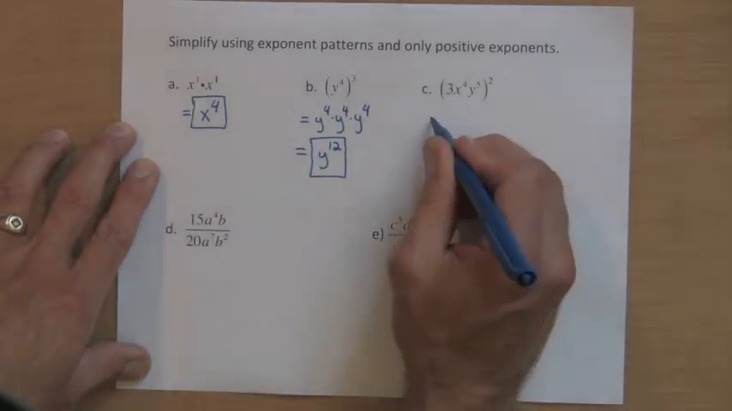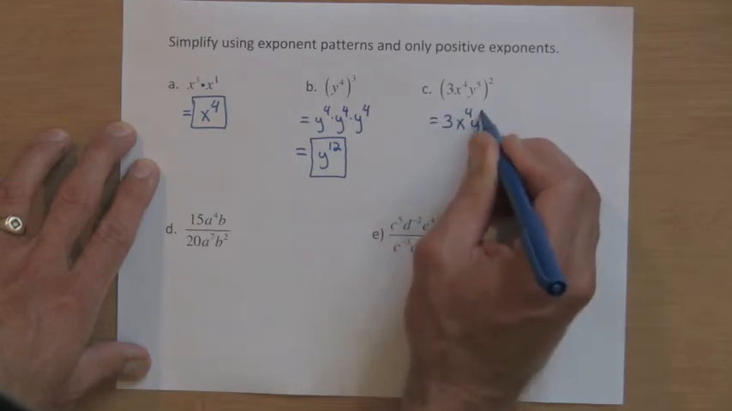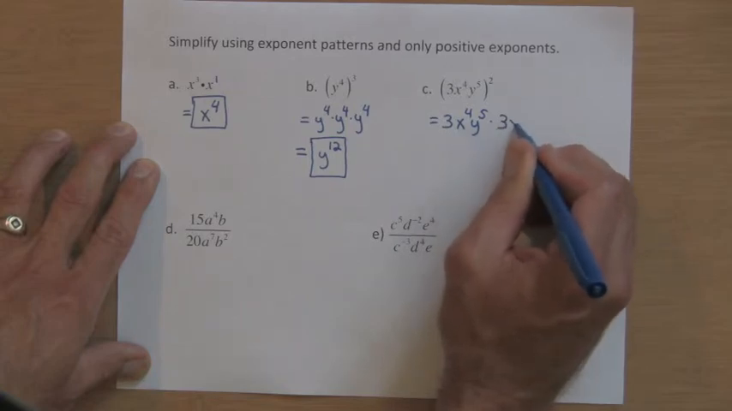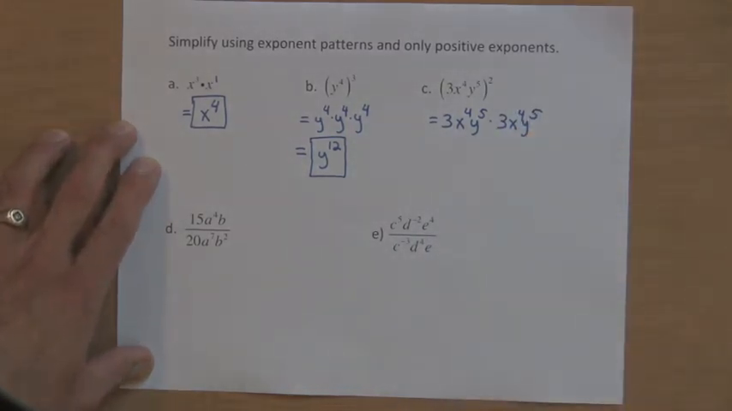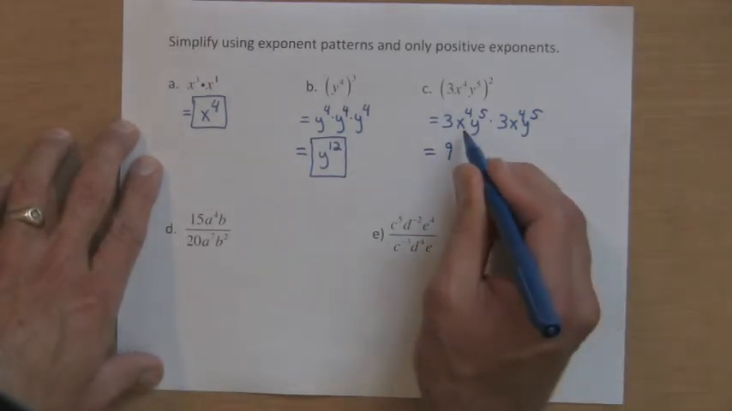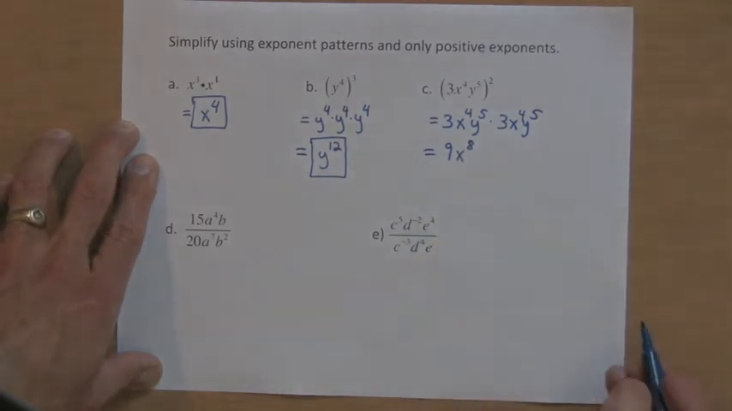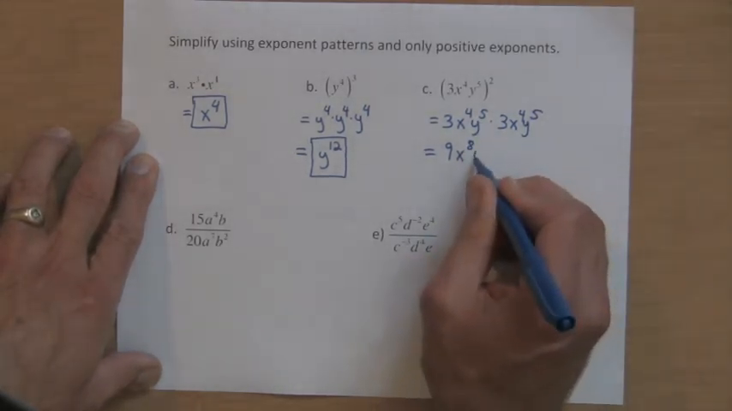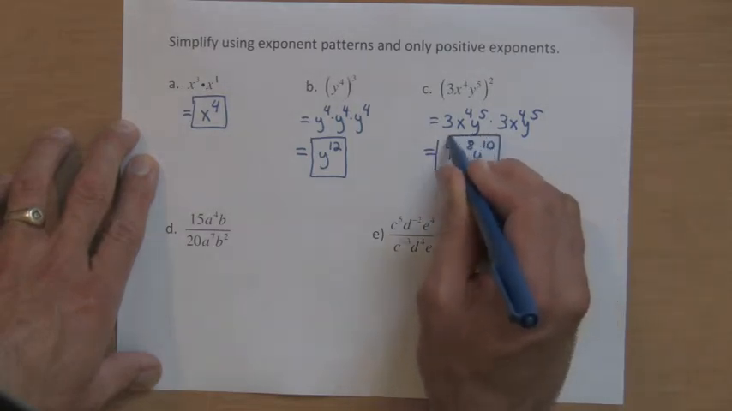This 2 on the outside means you have 2 of these multiplied. So it's 3x to the 4th y to the 5th times 3x to the 4th y to the 5th. And then go through and multiply the factors that can be simplified together. 3 times 3, we call that 9. x to the 4th times x to the 4th is 8 x's multiplied, so that's x to the 8th. And 5 y's and 5 more y's is like multiplying 10 y's, so it's 9x to the 8th power y to the 10th.